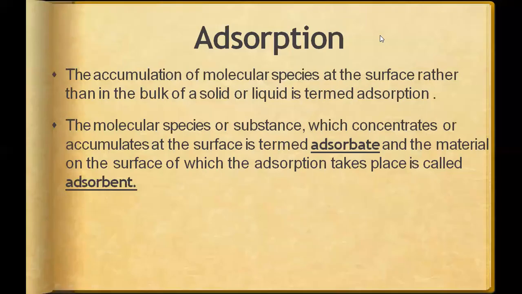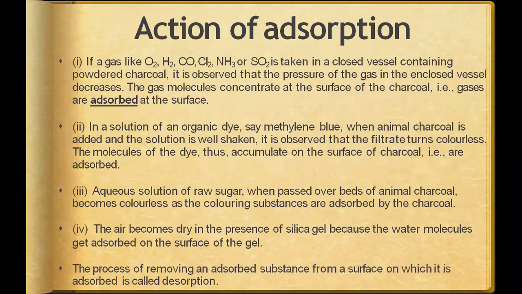Alright? So the molecular species or substances which concentrate or accumulate at the surface are termed adsorbate. And the material on the surface of which the adsorption takes place is known as adsorbent. So what is the difference? The thing which is depositing or concentrating on the surface is the adsorbate, and the thing on which the adsorption process takes place is the adsorbent. I think these things are clear to you all.